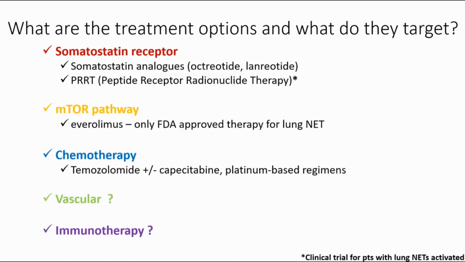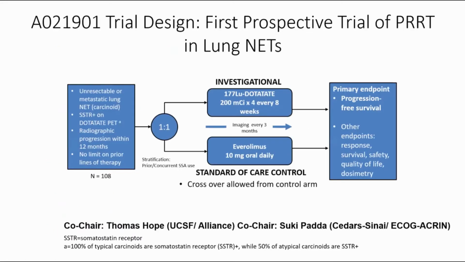So there are many options to be considered, and how we sequence those is not always completely clear. So I do want to highlight this trial. We know part of the issue with clinical trial development in neuroendocrine tumors is that often patients with lung neuroendocrine tumors have been excluded from really important studies. So this study is the trial I was referring to.